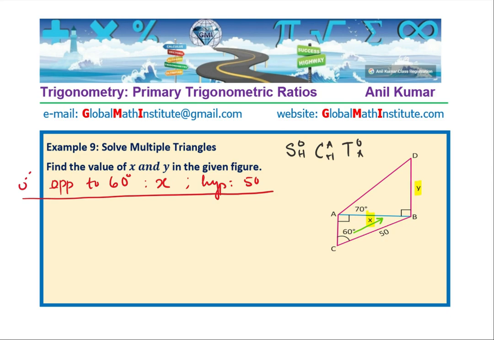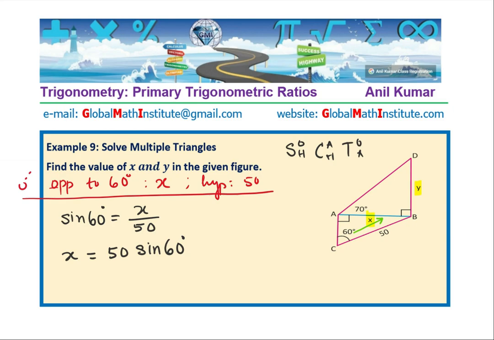Okay. So that means I should use sine ratio, right? So I'll use sine of 60 degrees, which is now equal to opposite side x over the hypotenuse 50. And that tells me that 50 times sine 60 should give me x. So cross multiply, right?